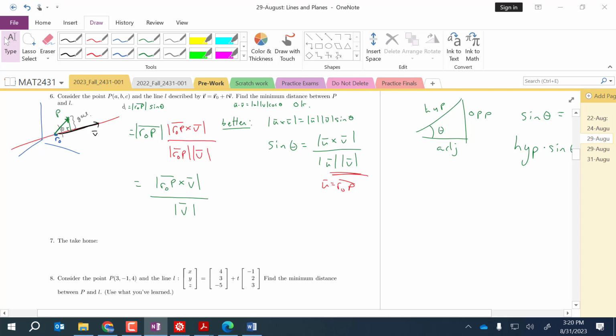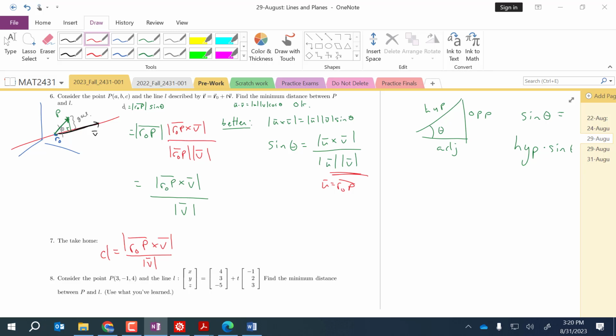So the take home formula is that the distance is equal to the magnitude of r naught p cross v, divided by the magnitude of v. That's the distance between some arbitrary point and some arbitrary line in whatever dimension we want. Which is pretty cool. What's cool about what we're building here is that oftentimes we're doing it without coordinates. We're not restricting ourselves to 3 dimensions, 4 dimensions, 20 dimensions. It's pretty cool. Yes? Where did that extra r naught p come from?